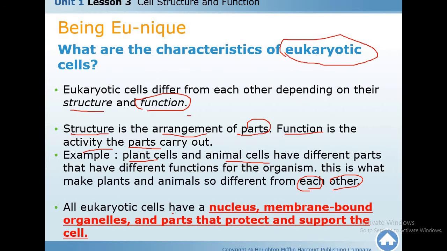All eukaryote cells have a nucleus, membrane bound organelles, and parts that protect and support the cell. So all eukaryote cells, whether plant cell or animal cell, both have a nucleus, organelles, and parts that protect, like a cell wall or a cell membrane, and support the cell.